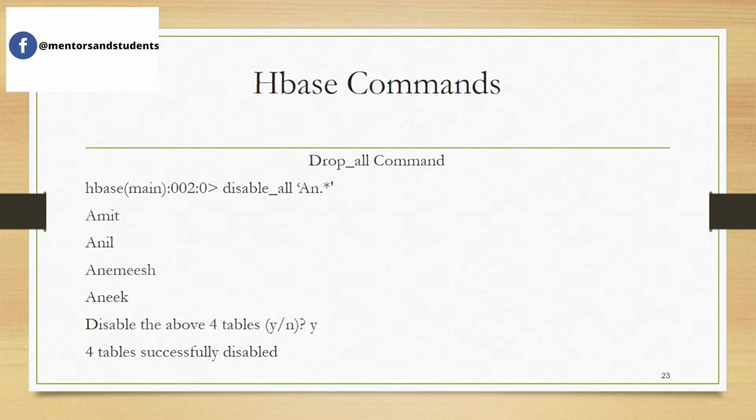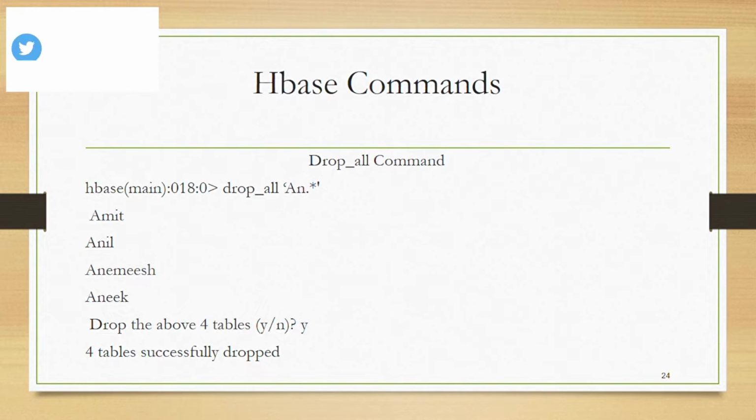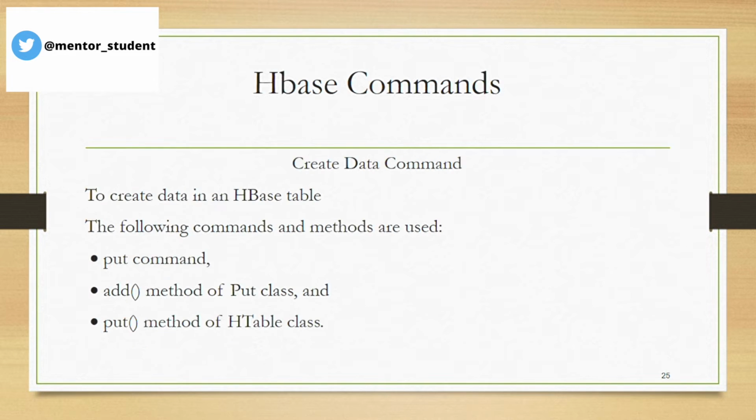I want to drop all the tables whose names start with AN. So just write disable_all within single quotes 'AN.*'. It lists the tables Amit, Anil, Animesh and Anik, and there is an option: disable the above 4 tables, yes or no. Suppose I just press yes. So 4 tables are successfully disabled with the help of the command with the option AN.*. So you can see these tables are successfully dropped.